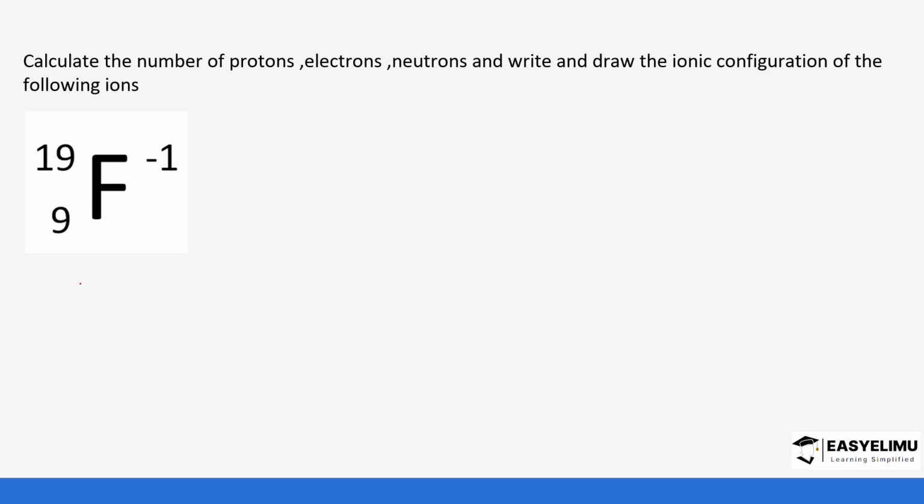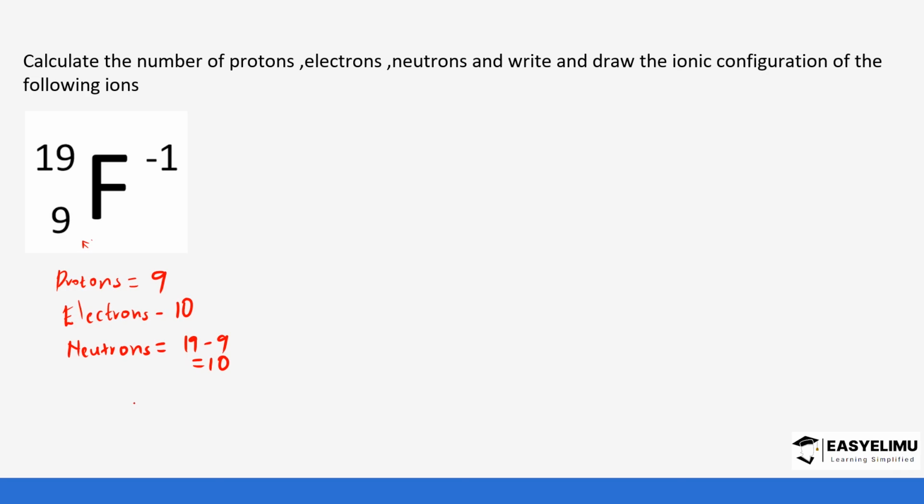So protons, for the fluoride ion, it's going to have 9 protons because that is the atomic number. The number of electrons, however, is going to be different because it has gained 1 electron. So initially it had 9 electrons, but because it has gained 1, we now have a total of 10 electrons. And neutrons do not change because they are in the nucleus. So the neutrons will be 19 minus 9, which gives us 10.